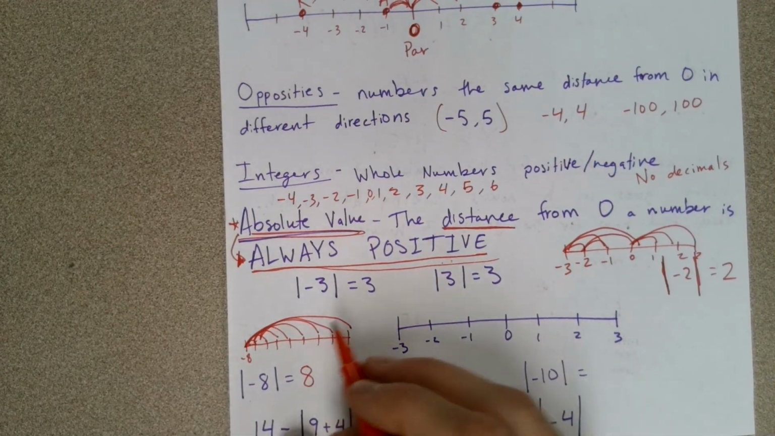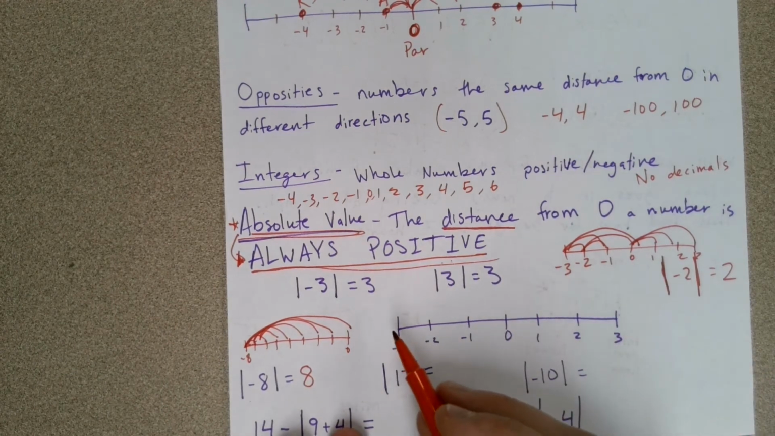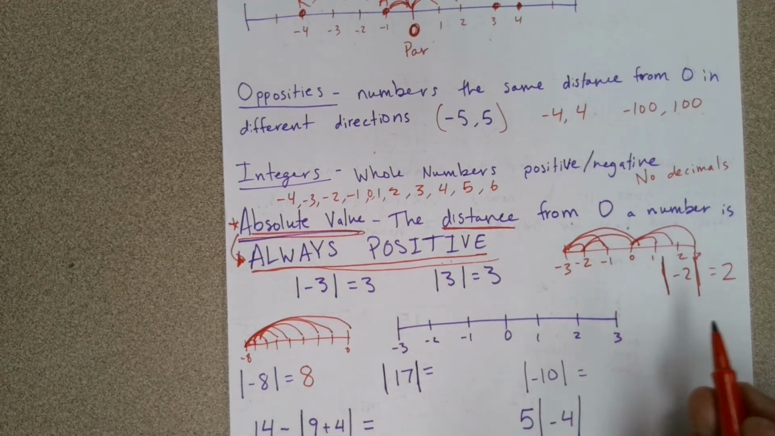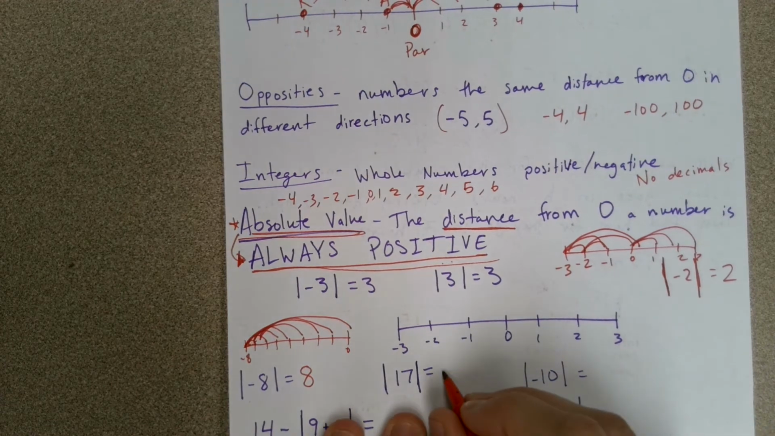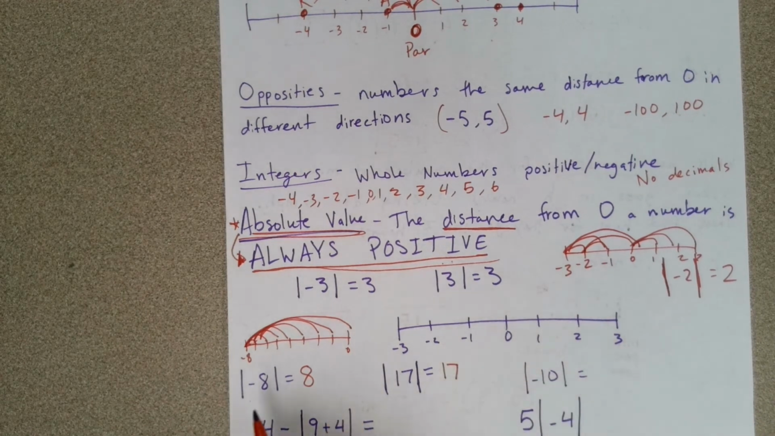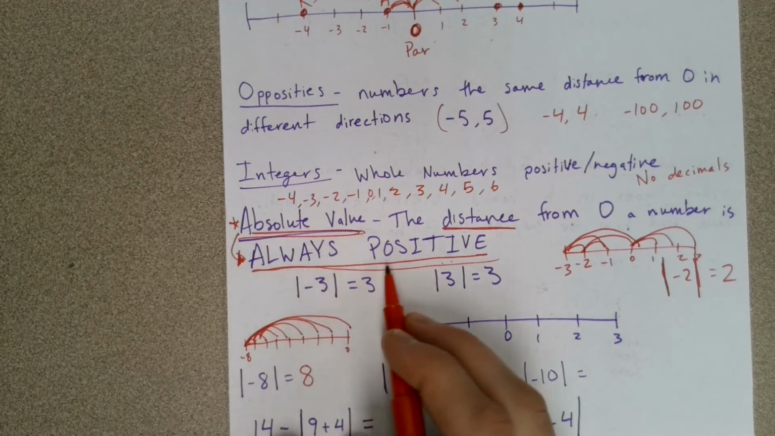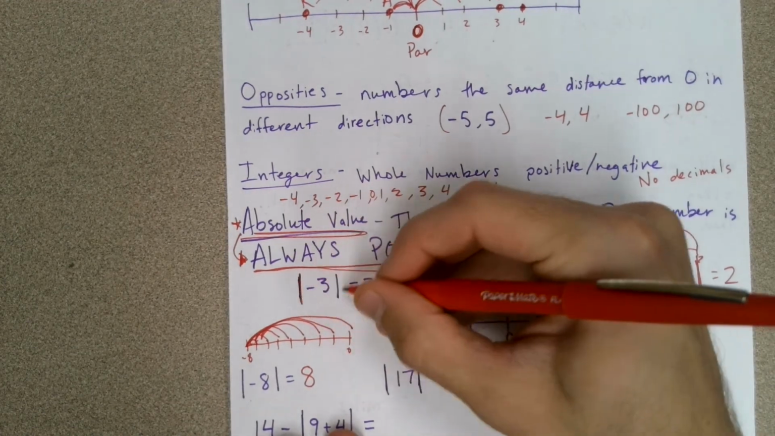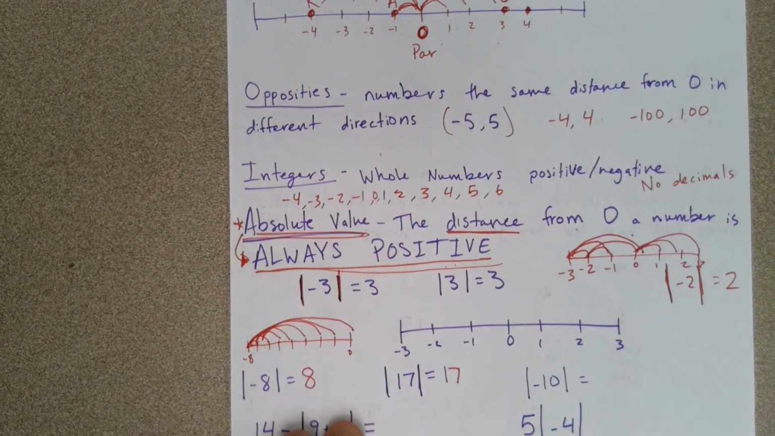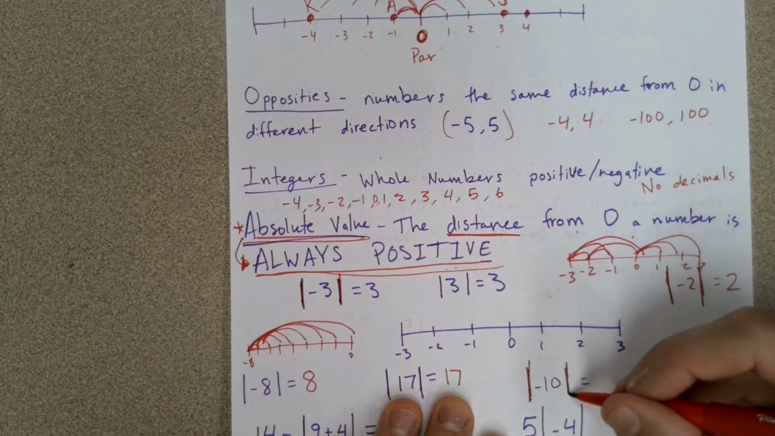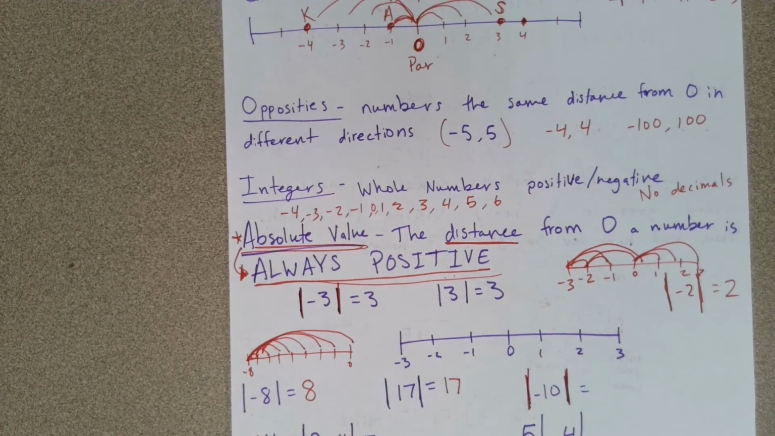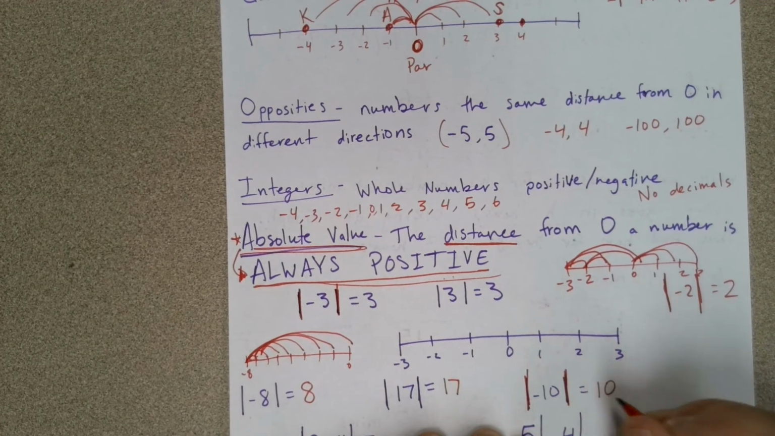17 would be on the opposite end. It would be us moving 1, 2, 3, 4, 5, 6, 7, 8, 9, 10, all the way up to 17. It's going to be 17 jumps away. Notice, -8 is a positive 8. Positive 17 is a positive 17. Absolute values, always positive. This symbol right here means absolute value. The absolute value of -10 is going to be what? Take a second to think about it. You know the rule. It's always positive. How many jumps away is -10 from 0? Well, of course, it's 10 jumps away.